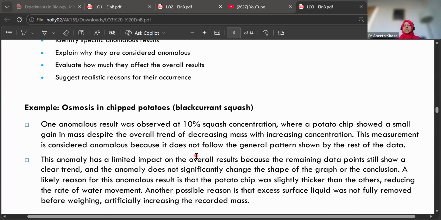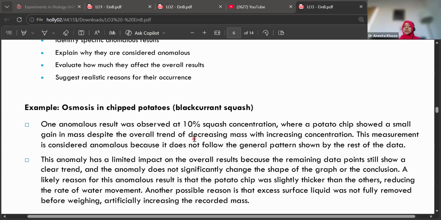Now, an example is osmosis in chipped potatoes or blackcurrant squash. One anomalous result was observed, you can say this if there was any, where a potato chip at 10% concentration showed a small gain in the mass despite the overall trend of decreasing mass with increasing concentration. So this measurement is considered anomalous because it does not follow the general pattern, the general trend that we saw in the rest of the data.